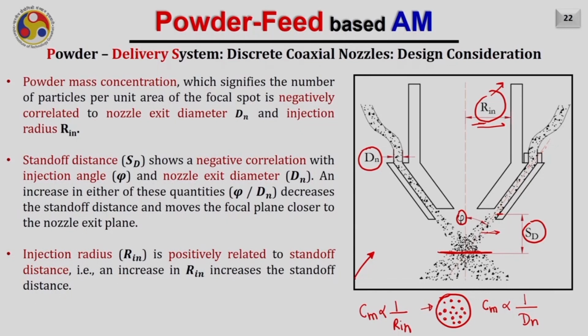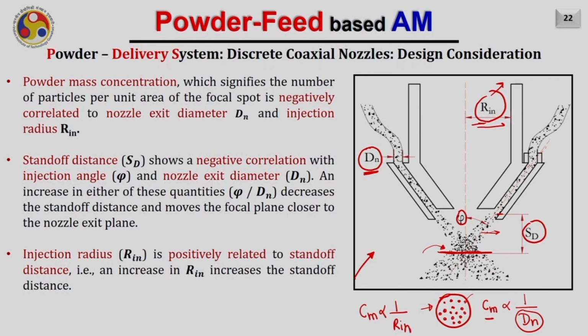As a result, the powder particles coming out of the nozzle will attain more area. As a result, fewer particles will be available in the cross section achieved at the focal point. In a similar fashion, if I increase dn, the diameter of the nozzle from which the powder particles are coming, then again this will result in fewer particles per unit area. As a result, the same effect will occur at the cross section at the focal point. Hence, the concentration of powder particles will reduce.